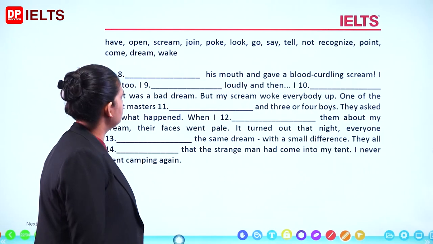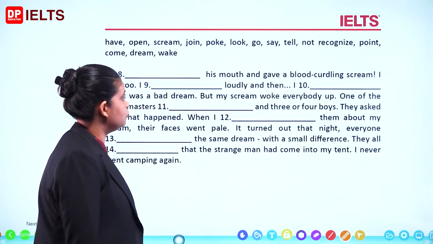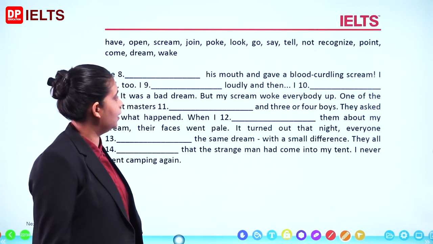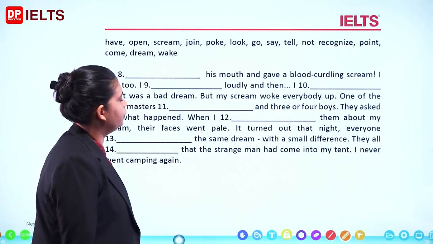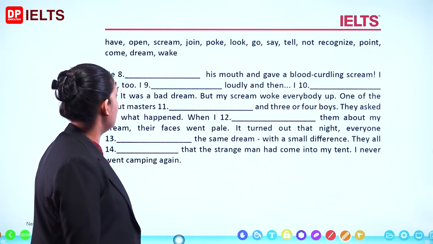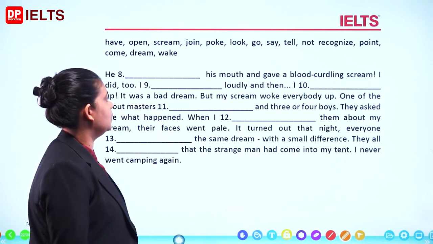I did too. I shouted loudly and then woke up. It was a bad dream. My scream woke everybody up. One of the three scoutmasters came and three or four boys. They asked me what happened. When I told them about my dream, their faces went pale.